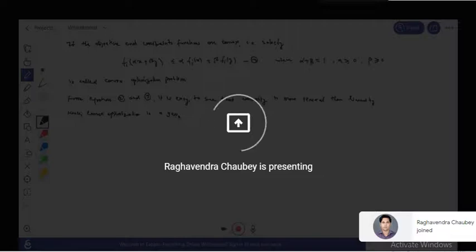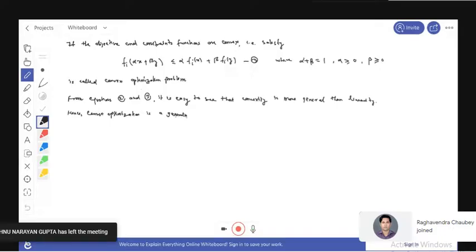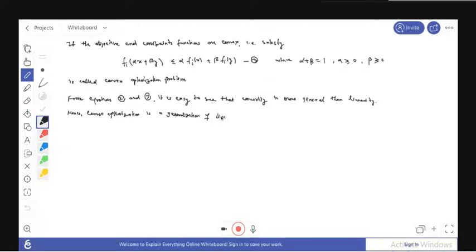Which is a generalization of the linear programming problem. So finally, you see that your convex optimization problem is more general than your linear programming problem, and of course for non-linear programming.